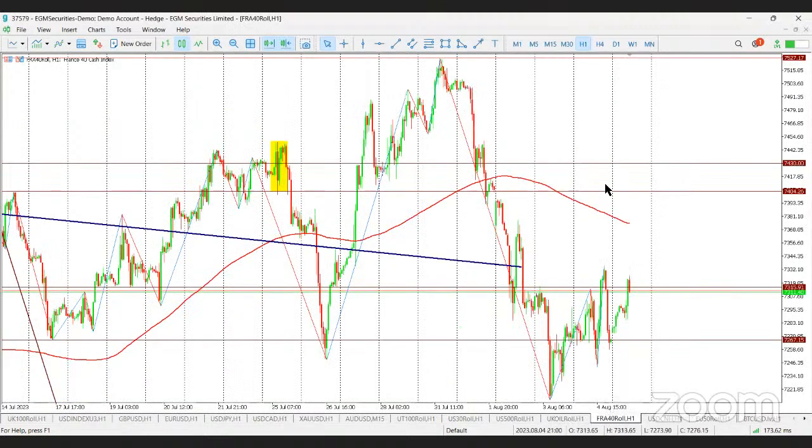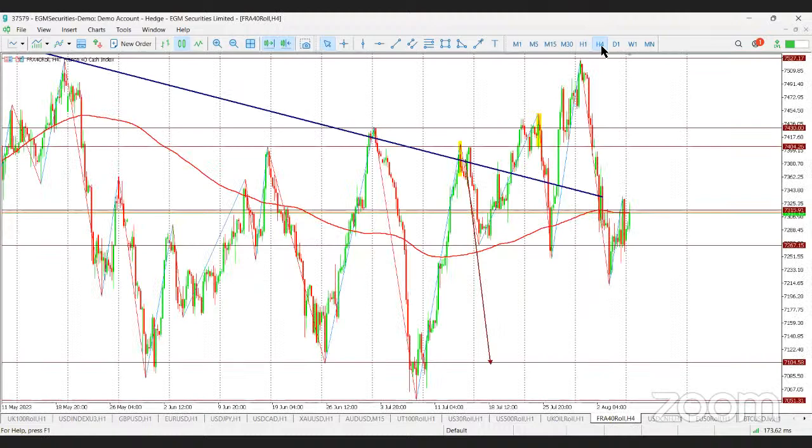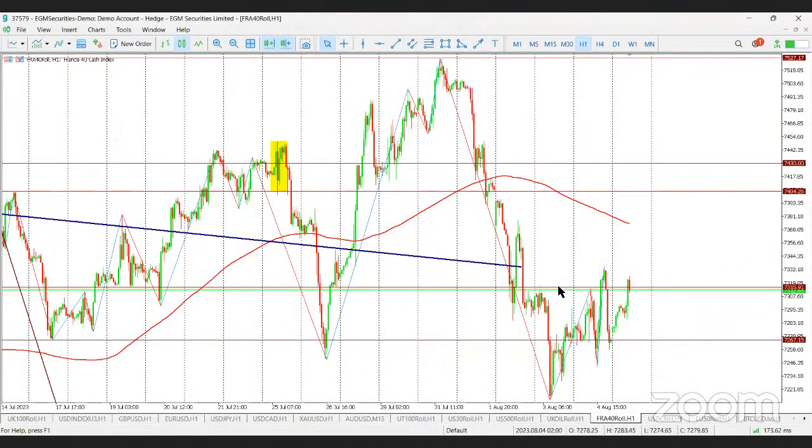The French 40 index made a very strong bearish momentum last week after testing this particular resistance. You can see the area here, and then here, and then a very sharp drop. And now it's basically making some form of recovery. So I'm very bullish on European equity indices this week.